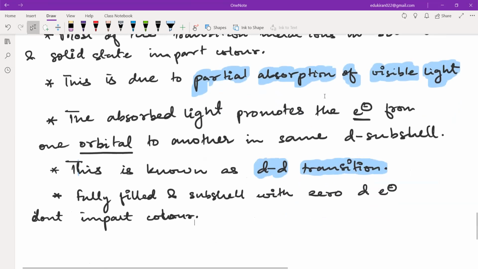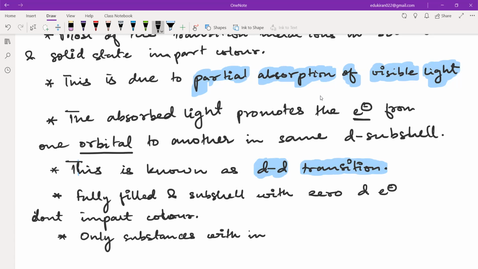Now, if it is fully filled, that means there is no space left for the electron to move, so there will be no d-d transition. And if there is no d electron, then obviously there is no electron even to move here and there for the d-d transition. That is why only substances with incomplete d subshell impart color.